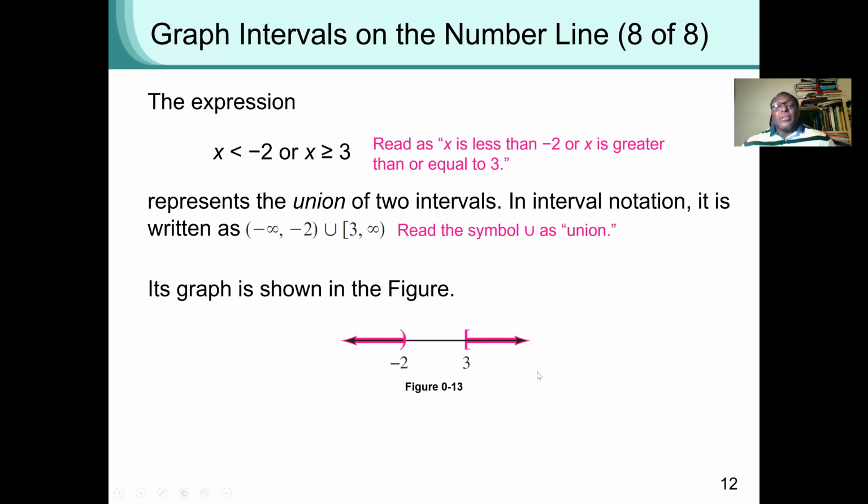So the expression s is less than negative 2 or s is greater than or equal to 3 is read as s is less than negative 2 or s is greater than or equal to 3. We can represent the union of two intervals. So in interval notation, it is written as negative infinity to negative 2 and then 3 to positive infinity.